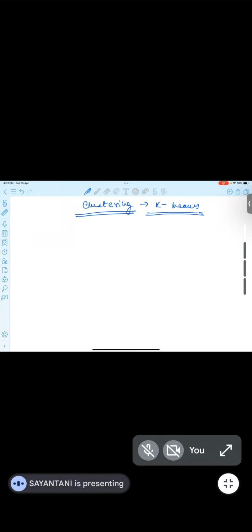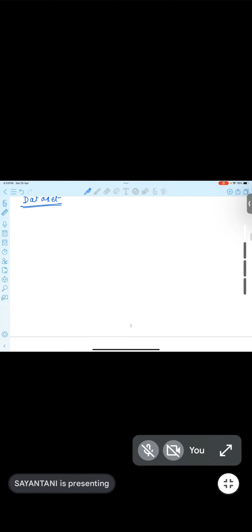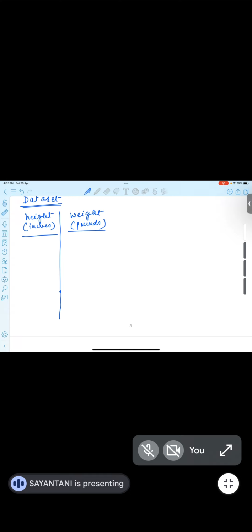Now I'm going to illustrate this process of k-means clustering via small mathematics. Suppose you have a data set describing the height and weight of a group of people. The height is given in inches and the weight is given in pounds. So the data set looks something like this.